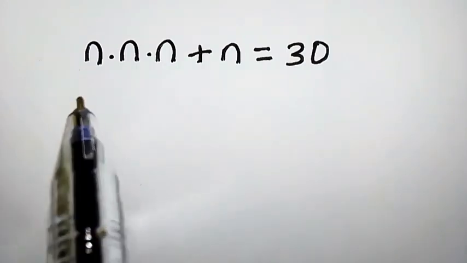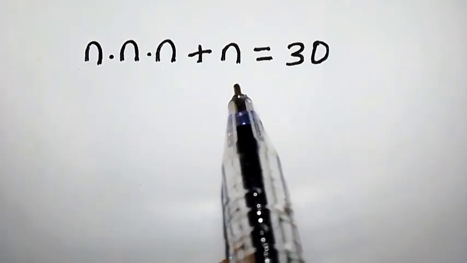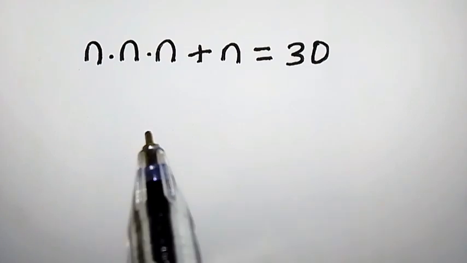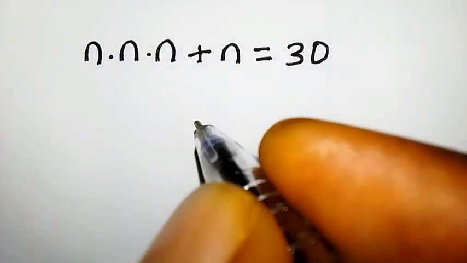Hello, welcome back. n times n times n plus n equal to 30. How do we find the value of n? Without further delay, let's begin.